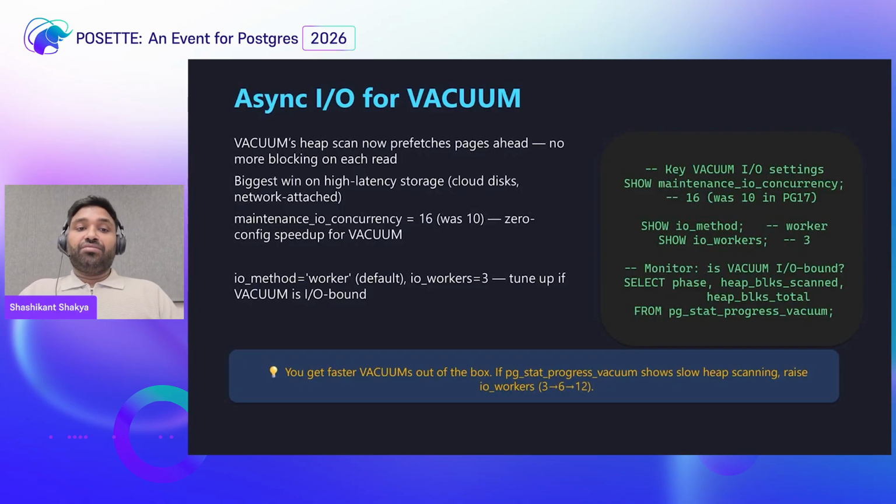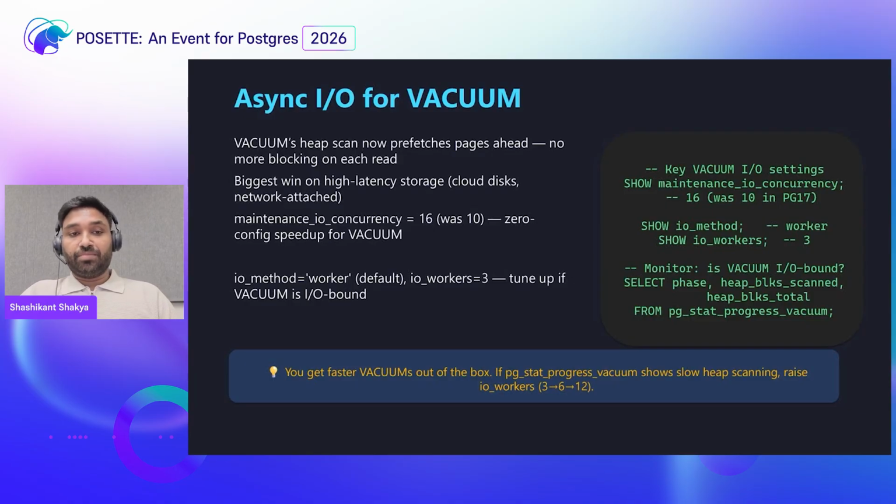With PG18, now the vacuum heap scan can prefetch the pages where it's currently processing. And while it's working on one set of pages, it can request another set of pages from the disk. And this asynchronous IO behavior is controlled by two settings.